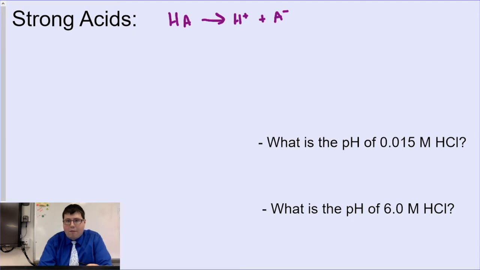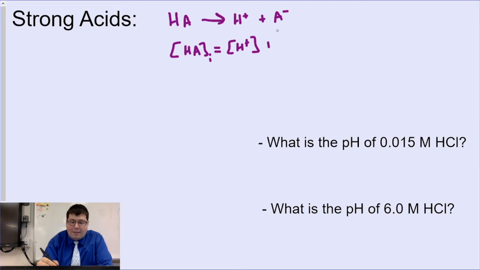And so, however much HA I put in a beaker, let's say I know the concentration of HA in my beaker, because this goes to completion, my initial concentration is going to be equal to the concentration of H plus, and it's going to be equal to the concentration of A minus after my reaction has gone into completion, my dissolution or my ionization here. So for any strong acid, I can determine the concentration just by looking at these two values here.